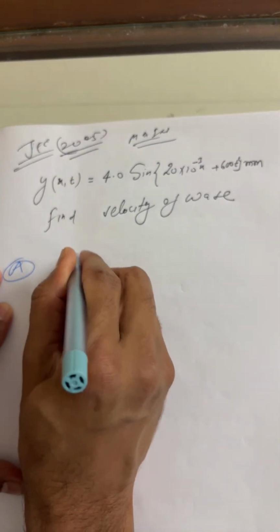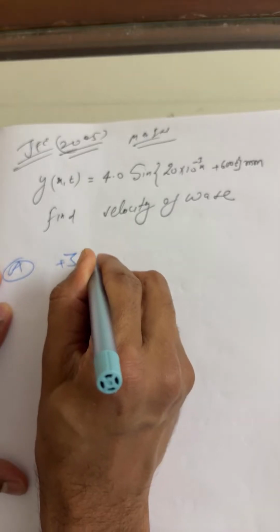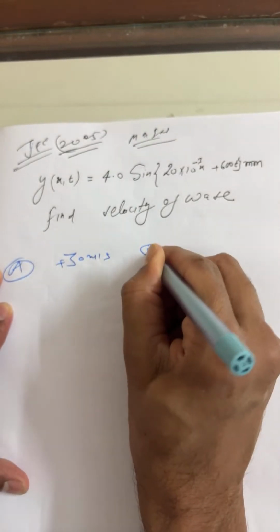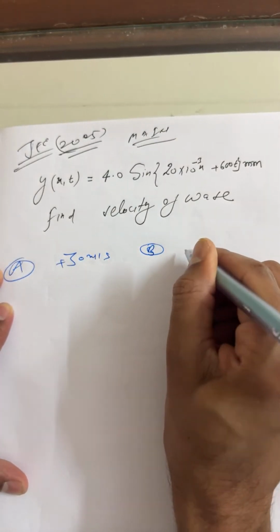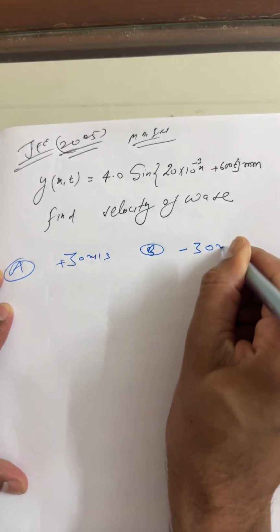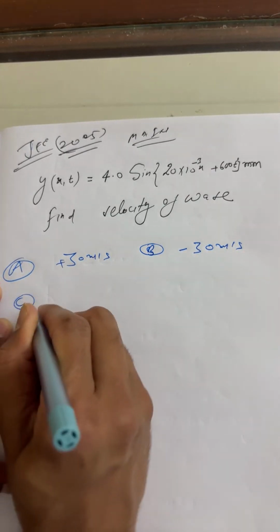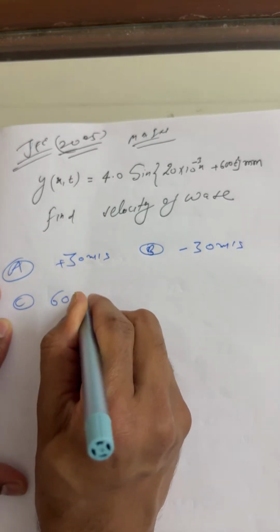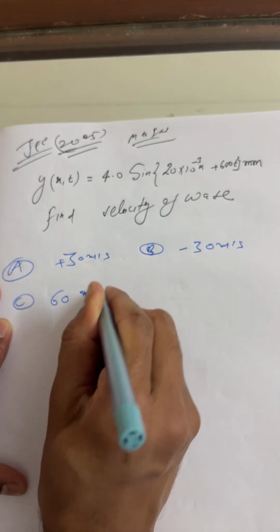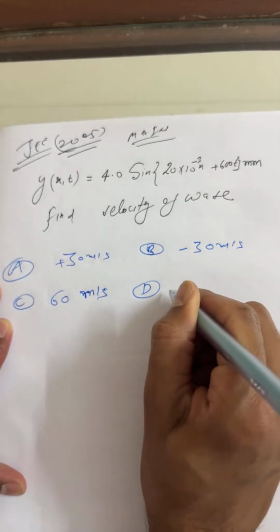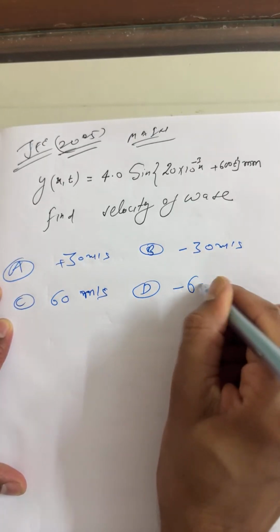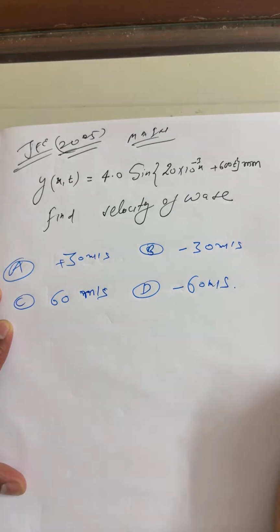Option A is plus 30 meter per second. Option B is minus 30 meter per second. Option C is 60 meter per second. And option D you can take as minus 60 meter per second.